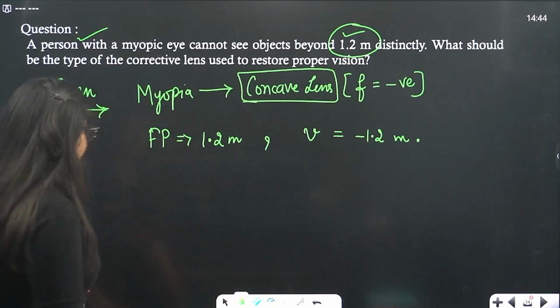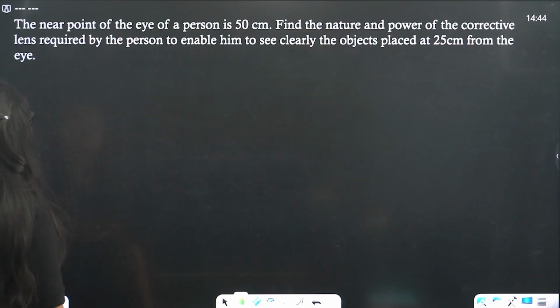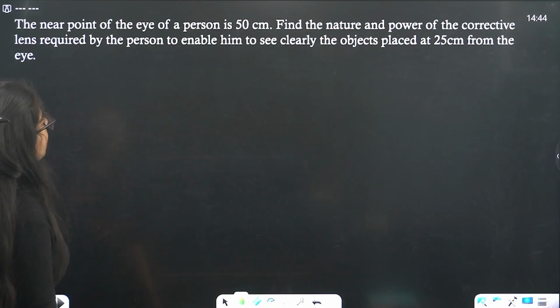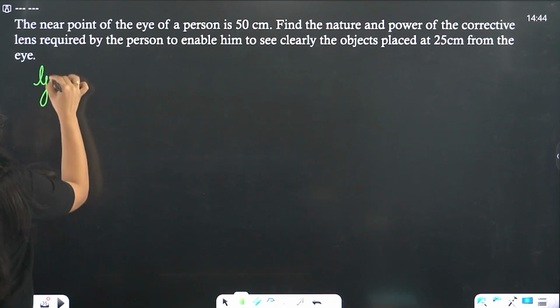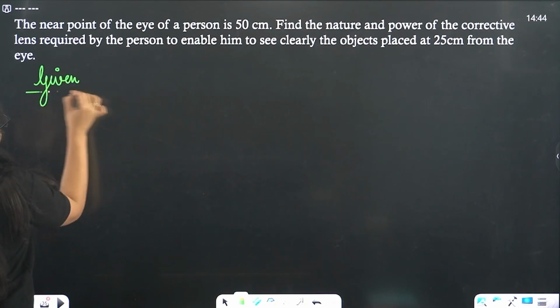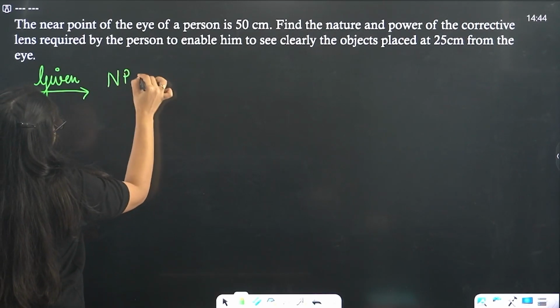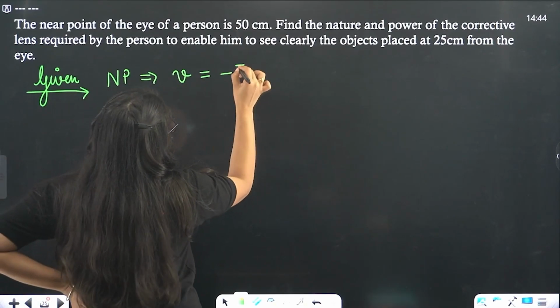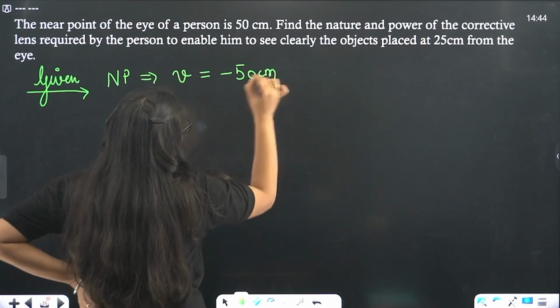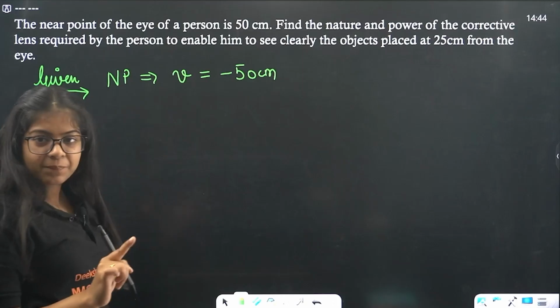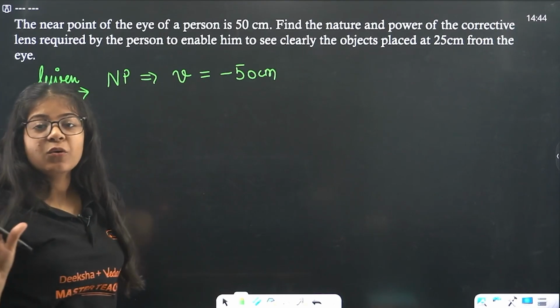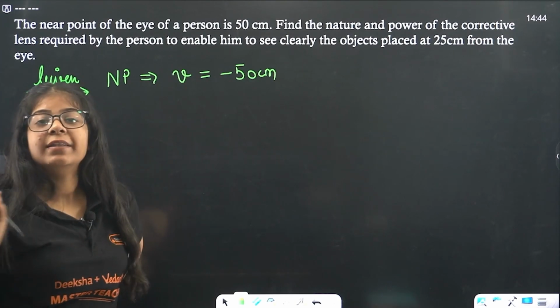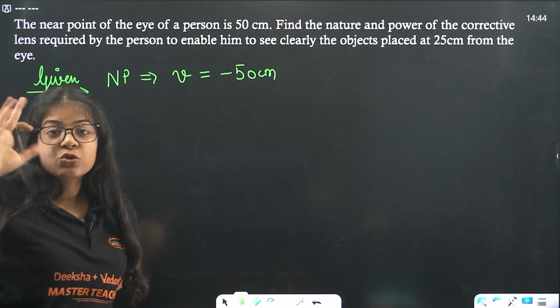Okay? Great. Next question. The near point of the eye of a person is 50 centimeter. Again, what is given? Near point is given. Near point is your image distance. Image distance is always 50 centimeter, minus. Done? Minus. We already know a lot of things. It's easier to write them down than to be confused later.